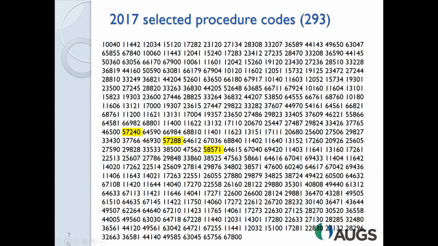So here is the list of 293 codes. As you can see, it looks like a really jumbled, crazy computer screen. It's not. It's a long list of CPT codes. So we've highlighted in yellow 3 codes that we know for sure AUGS members perform. One is CPT code 57240. That's, of course, the anterior repair code. 57288, sling code. 58571, laparoscopic hysterectomy code for uterus under 250 grams.